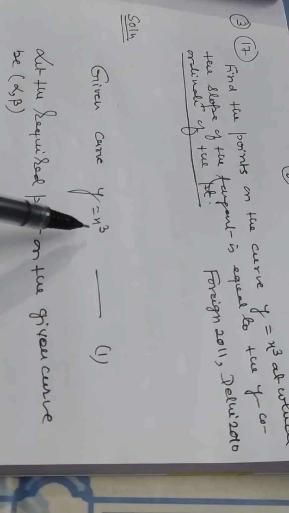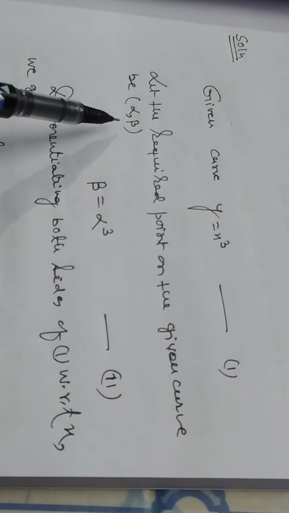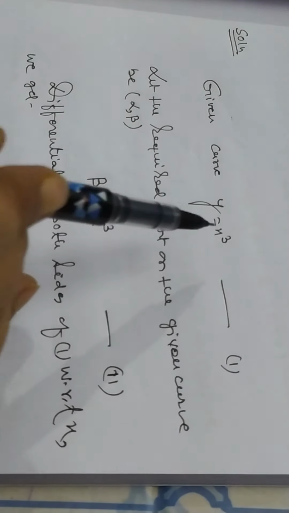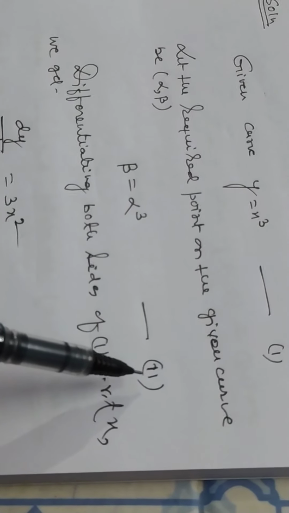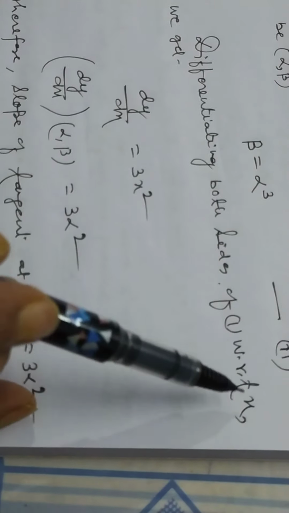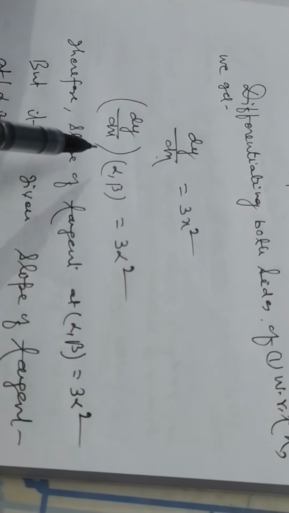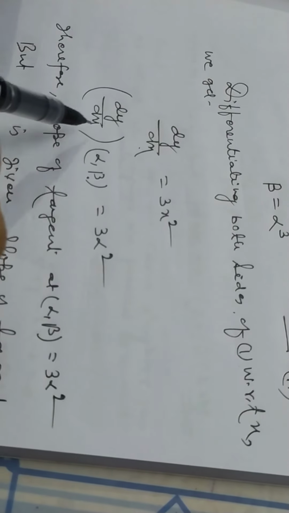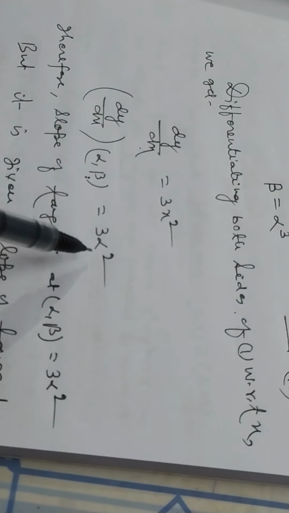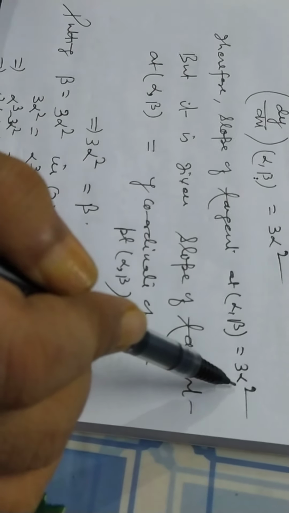Now the given curve is y is equal to x cube. Let the required point on the given curve be alpha beta. Since this point lies on the curve, we have beta is equal to alpha cube. This is equation second. Now differentiating both sides of first with respect to x, we get dy by dx is equal to 3x square. And the slope of tangent to the curve at a point alpha beta is dy by dx at alpha beta, which is equal to 3 alpha square. Therefore, the slope of tangent at alpha beta is 3 alpha square.